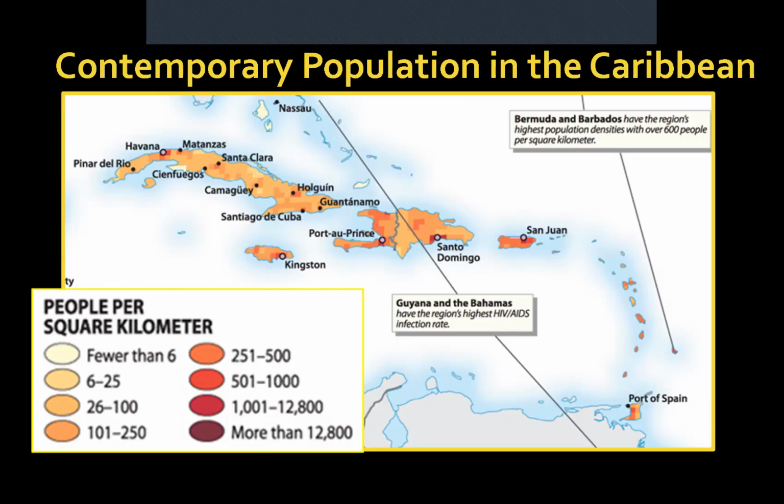So based on those different groups, we have people from Africa, from India, from China, from Southeast Asia, and all those places. That's created a very interesting cultural mix of people, as well as Europeans, in the Caribbean. So right here, taking a look at the contemporary population of the Caribbean, this is people per square kilometer. You can see how high it is. So the islands are pretty densely populated.